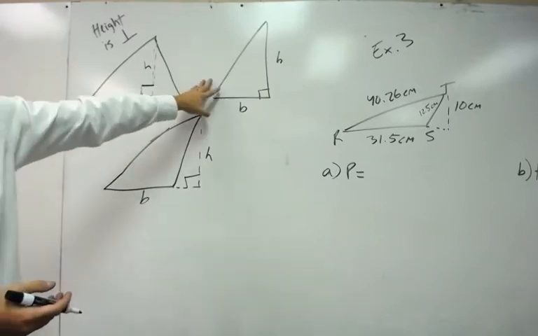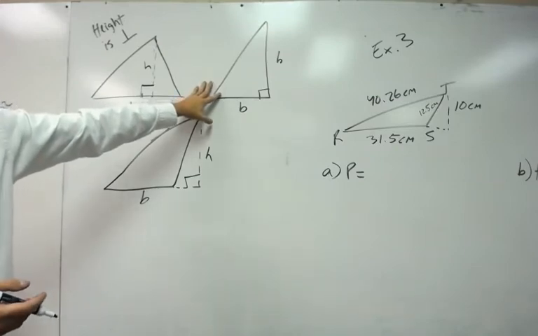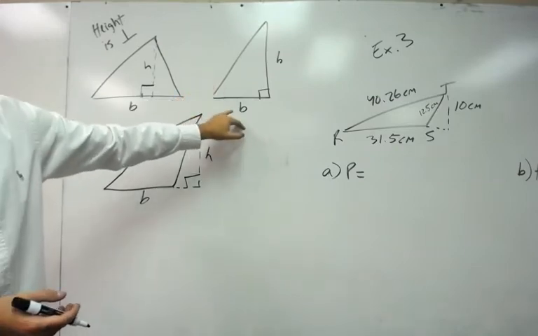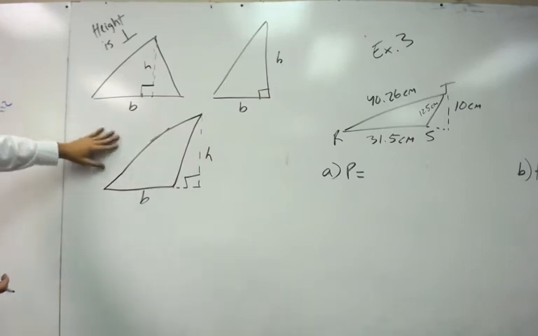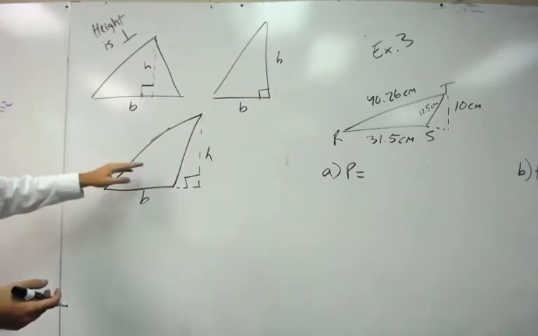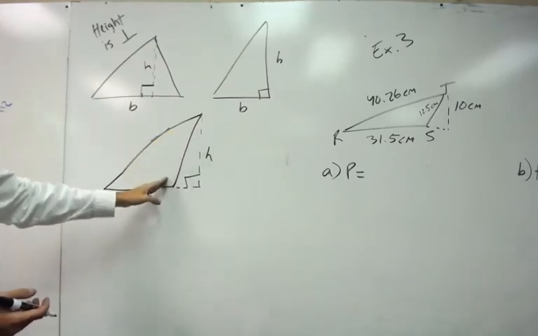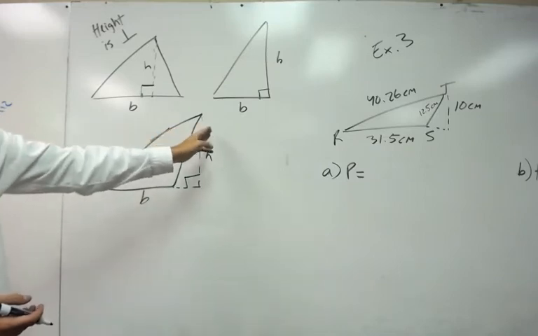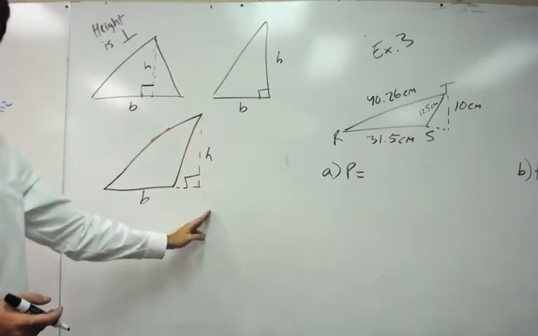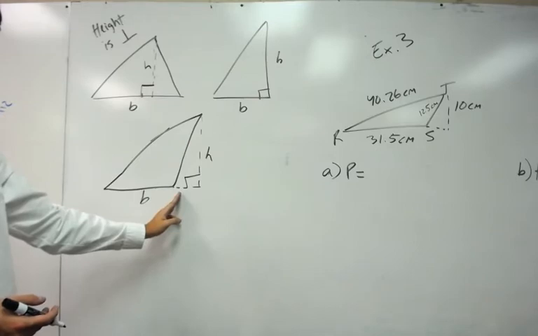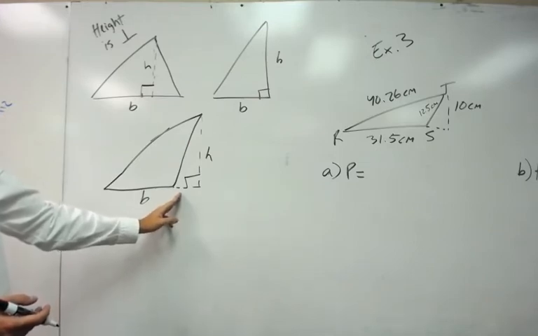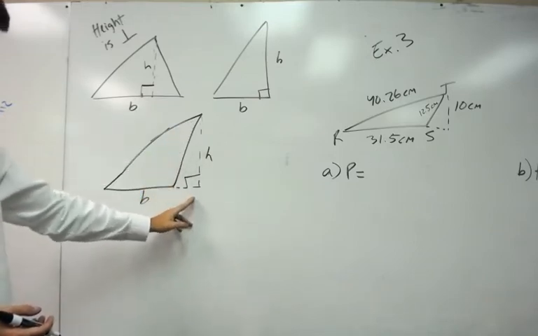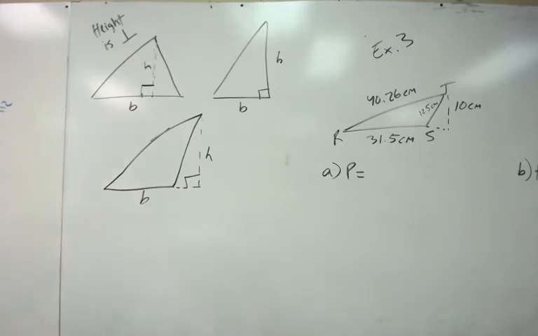If we had a right triangle, then we would already have the base and height. That one's easy. If we had an obtuse triangle, well, this solid line is not the height. The height would actually come exterior to the triangle, and it would be perpendicular with the base. This is not perpendicular, this is, so therefore this is the height.